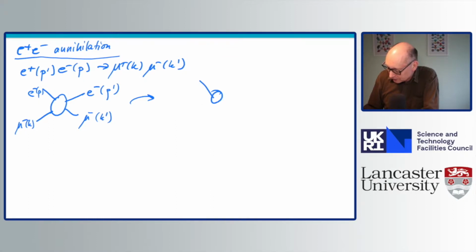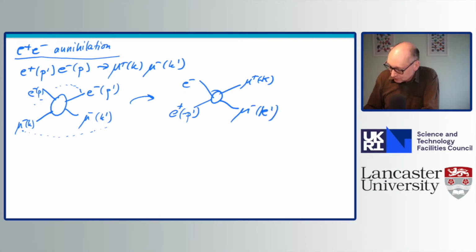let's cross both of them, where we've got an e minus coming in, and we take this e minus and move it to the other state such that it becomes an e plus of minus p prime, and we take the mu minus here onto the other side, such that it becomes a mu plus of minus k, and we still have the mu minus of k prime. Then those amplitudes are related by crossing symmetry.